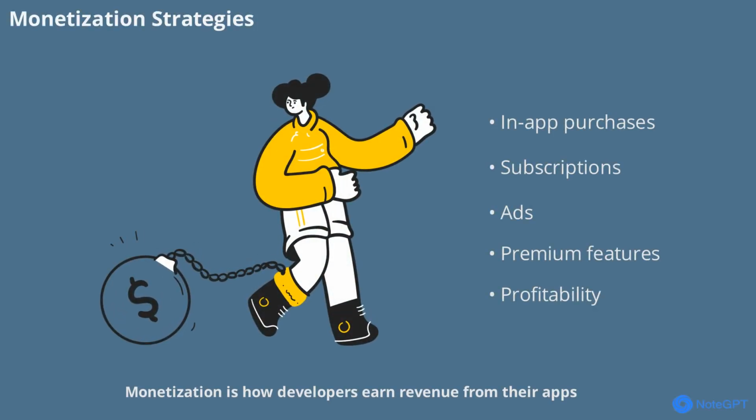Monetization is how developers earn revenue from their apps. Common strategies include in-app purchases, subscriptions, ads, and premium features. Developers choose methods based on their audience and app type, balancing profitability with user experience.